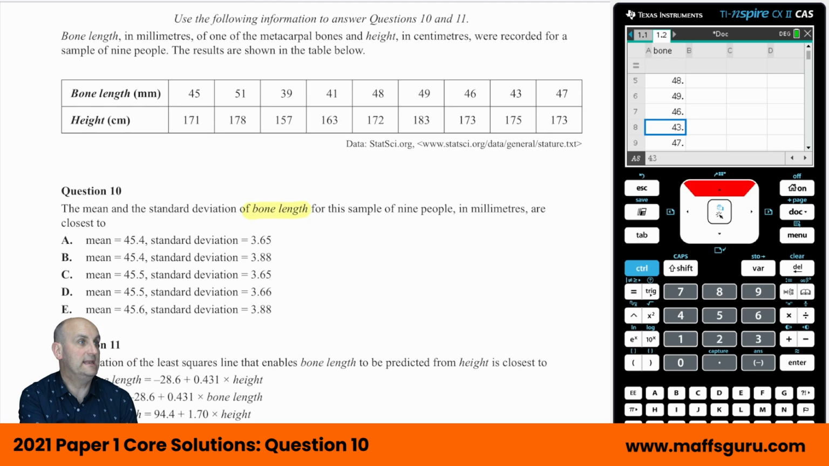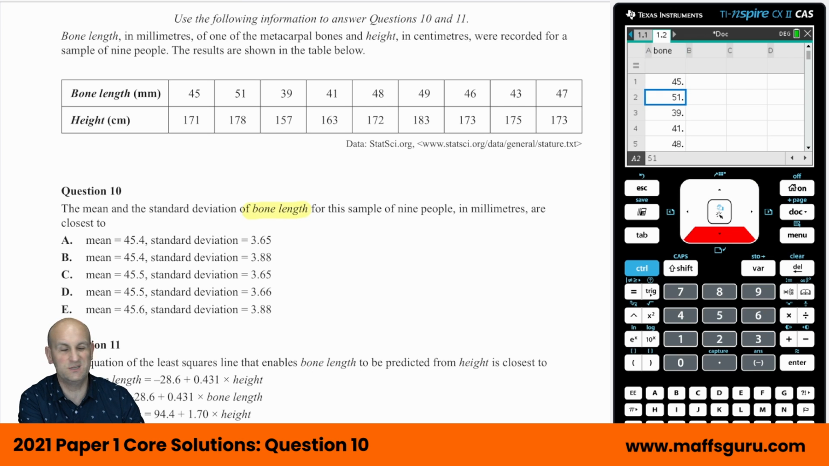Okay, so there's my data in now, and I've got 9 data items. Again, I always scan up just to make sure that I've not put anything stupid in there, that I've not made 3 digits or whatever else.